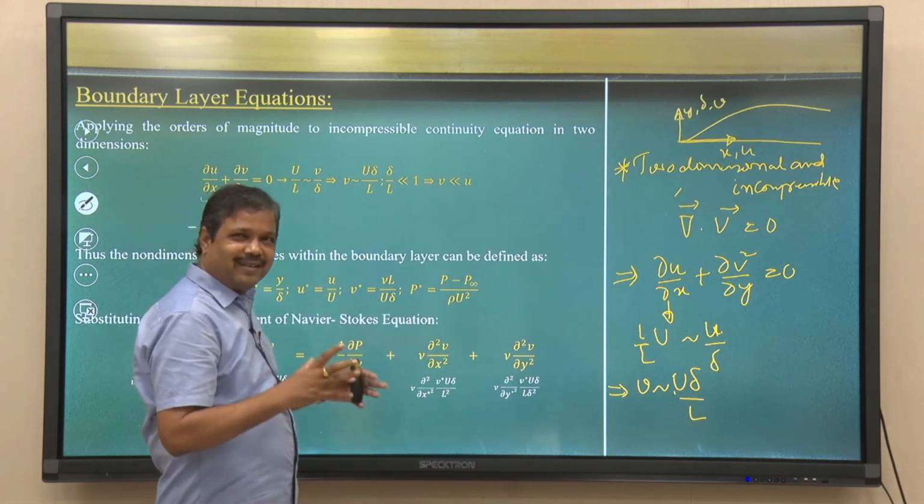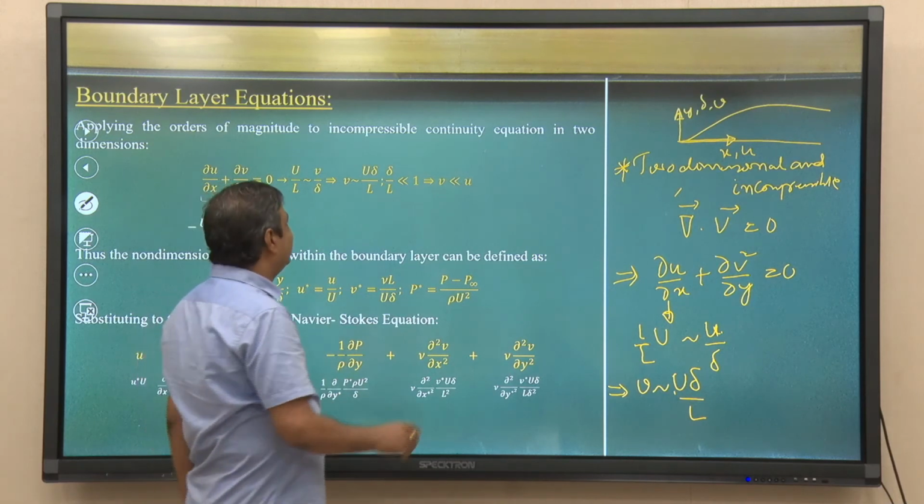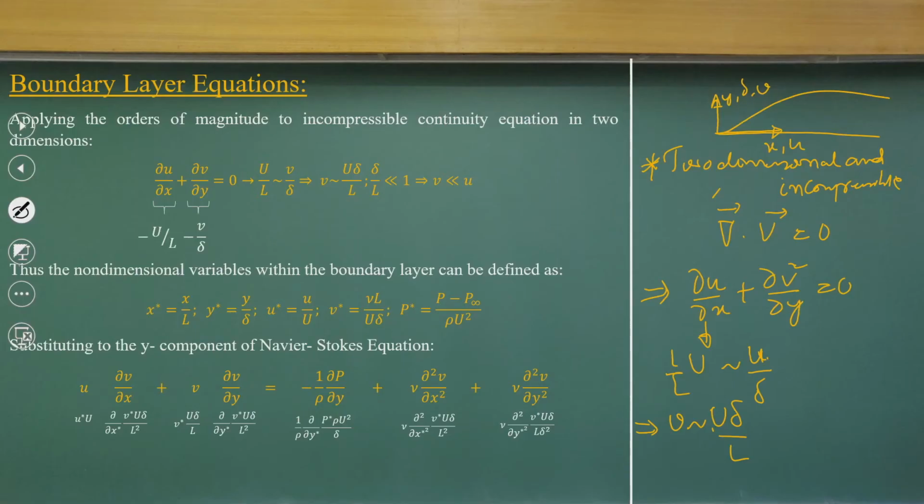As I try to emphasize, this ratio delta by L is always very small, always much less than one values. Maybe 0.001, 0.005, maybe 1%, 2%, less than 1%. So, if you look at this order, this value is much less than 1. So v is of order U times this, which means the velocity v will be much less than the u value.